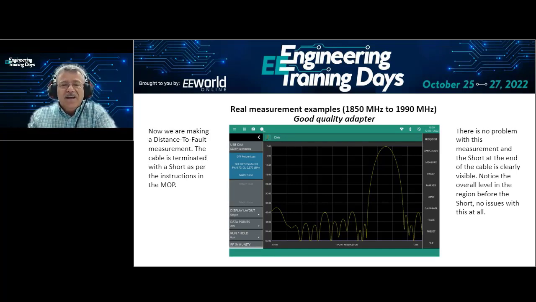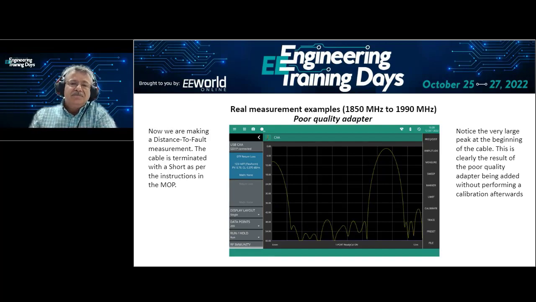Now, what does it look like if I use the poor adapter? It should be obvious here. There are a couple of things to look at. First is the big hump at the very beginning of the trace. That large hump is basically the effect of that poor quality adapter. You're kind of measuring the poor quality adapter in this measurement to some degree, and it has thrown off the distance to fault in that region horrifically.